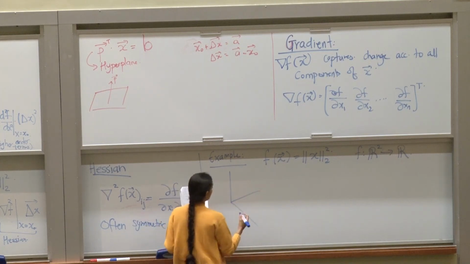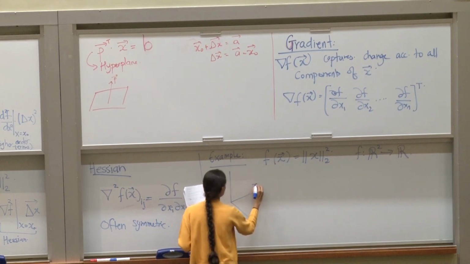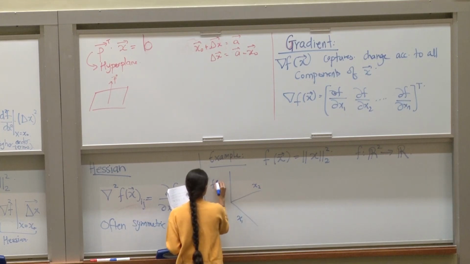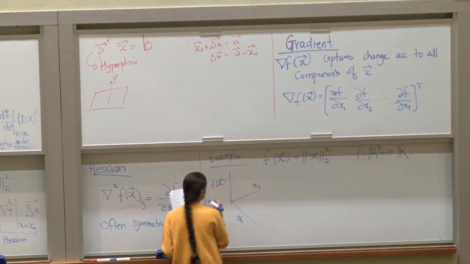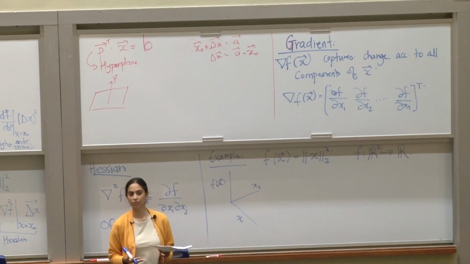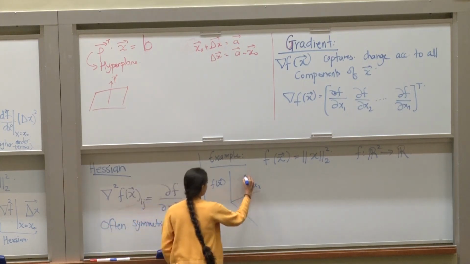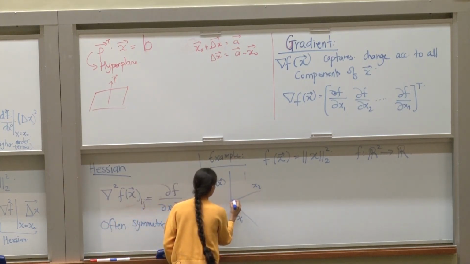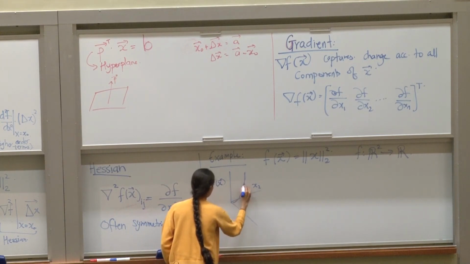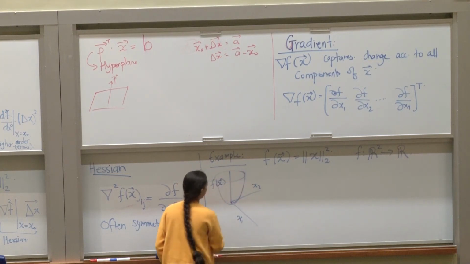So if I consider now the x1 plane, x2 plane, and this is now my f of x, what is the shape of this function? Someone? Some hand gestures? It's a bowl, right? So it's kind of like this. It's going to be like a bowl-like thing.